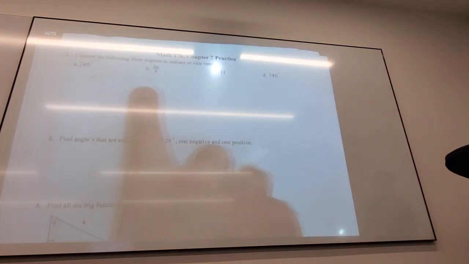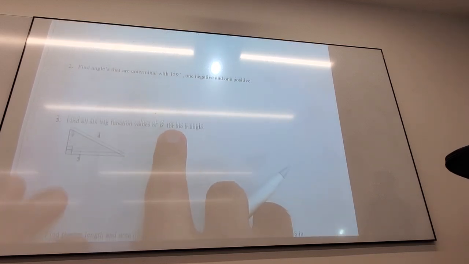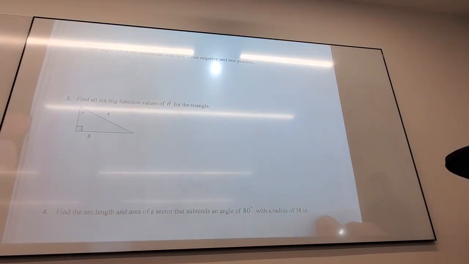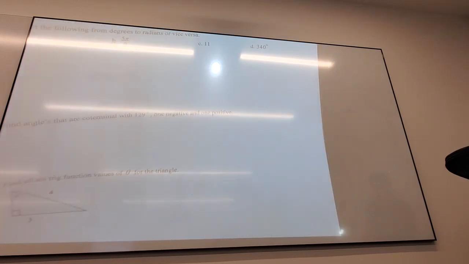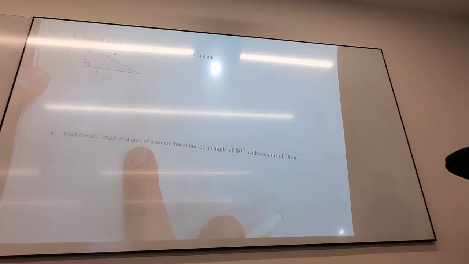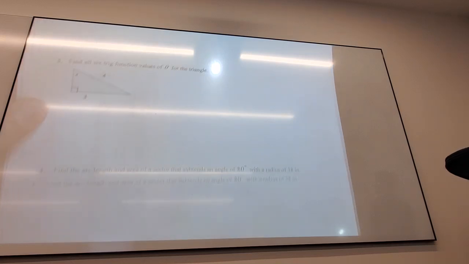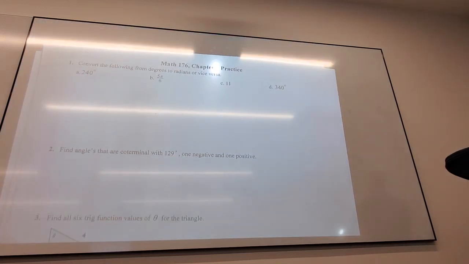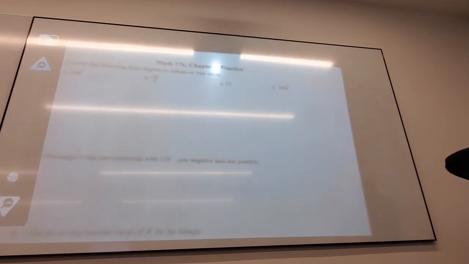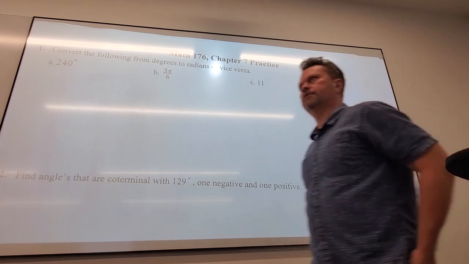I want to tell you, for problems like this, don't do decimals. For problems, when you're finding arc length and area, go ahead and take that down to decimals, that's fine. So this is just a review of what we've done so far in chapter 7.